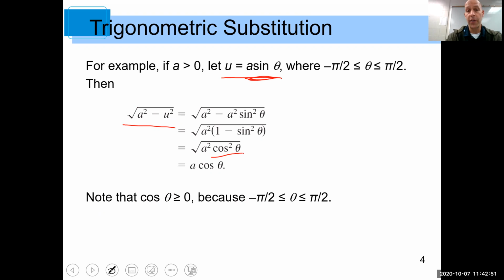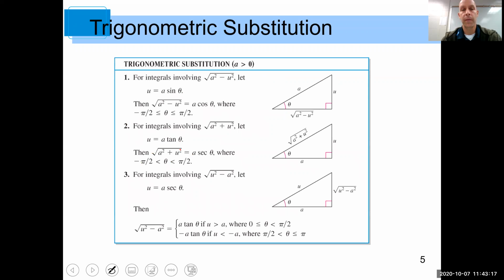Now we've got the square root of some things that are squared, so it's simply a cosine theta. In other words, what I'm trying to show you here is if you have an integral that has a square root in there, you can actually convert it to something that doesn't involve any square roots. And you can find the antiderivative of cosine very easily. So even though it seems counterproductive, you're actually making less work for yourself.